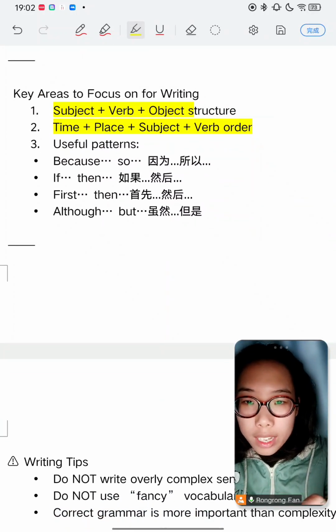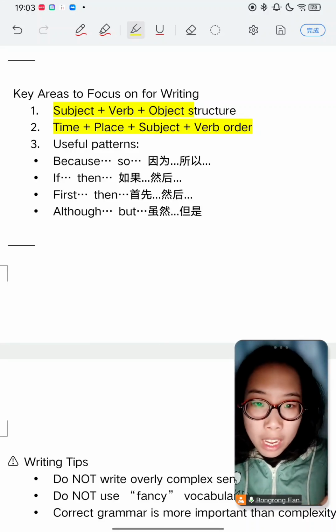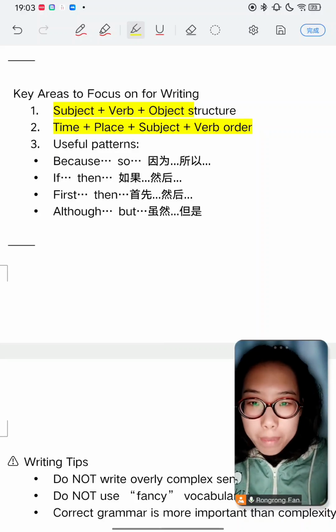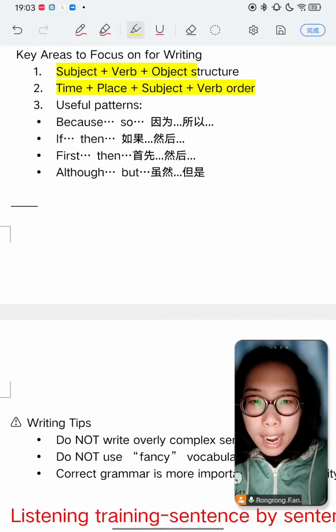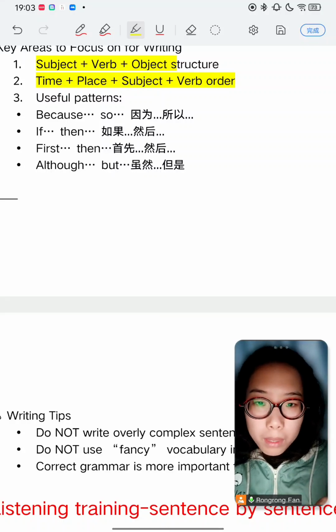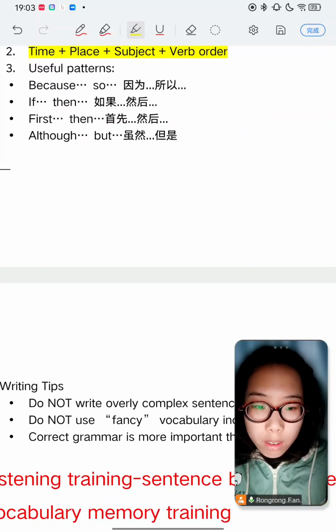And third, there are some useful patterns, like because blah blah blah, so blah blah blah. If blah blah blah, then blah blah blah. First blah blah blah, then blah blah blah. Although blah blah blah, but blah blah blah.